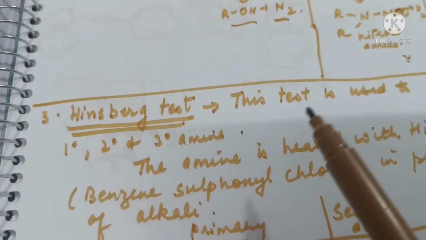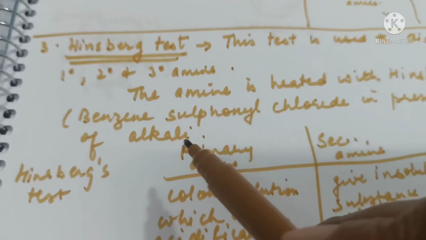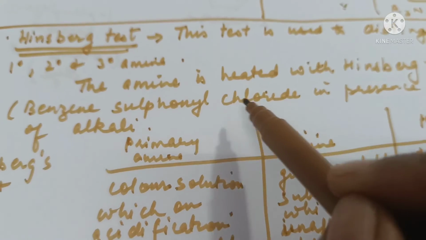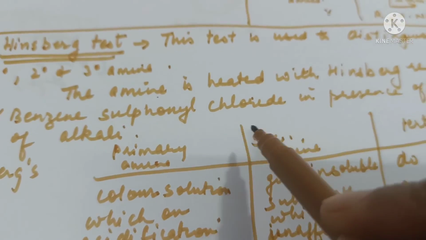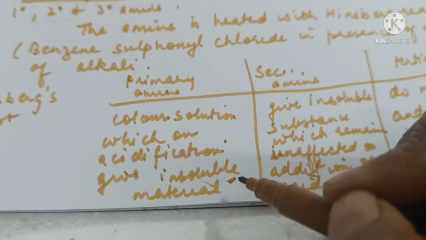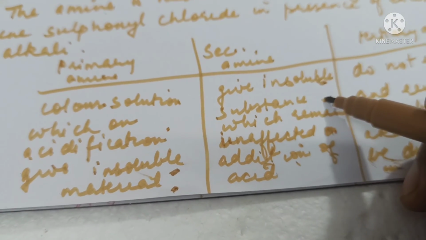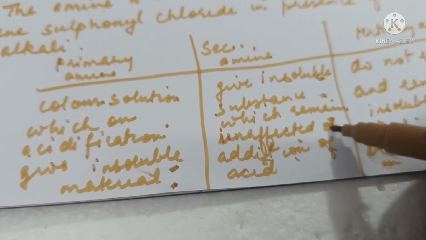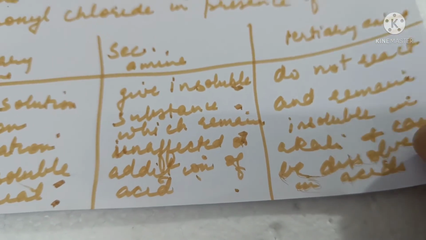Hinsberg test can also be used to distinguish between primary, secondary and tertiary amines. Benzenesulfonyl chloride is added to amines and heated. The primary amines give a clear solution, which on acidification gives an insoluble material. Secondary amines give an insoluble substance which remains unaffected by addition of acid. Tertiary amines do not react and remain insoluble in alkali and can be dissolved in acids.